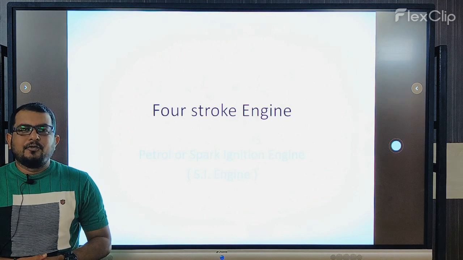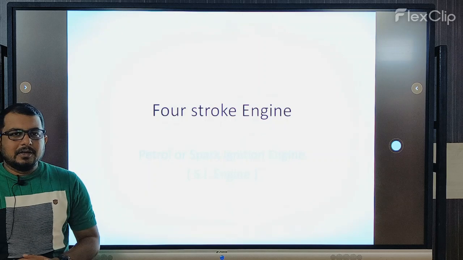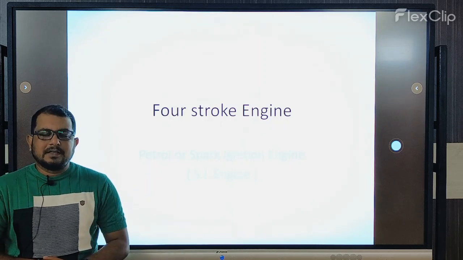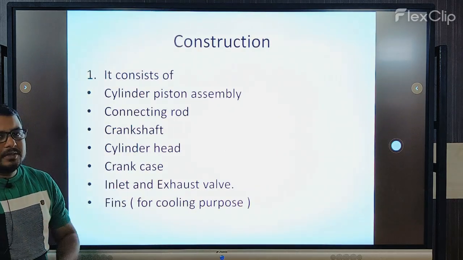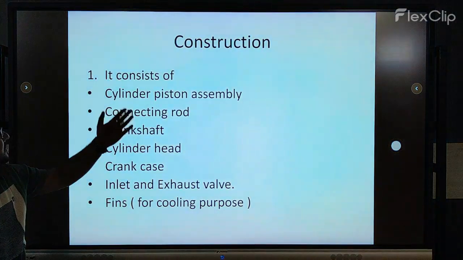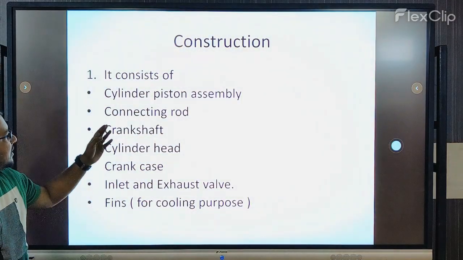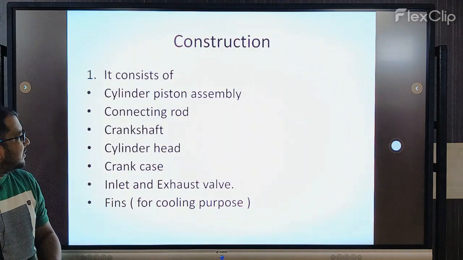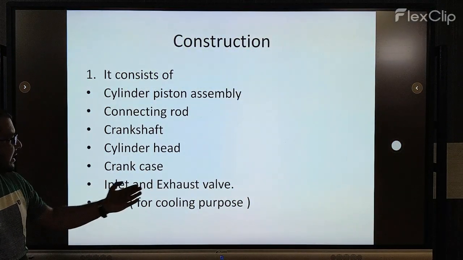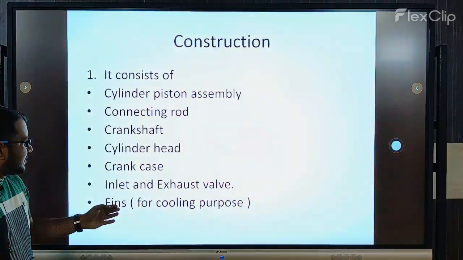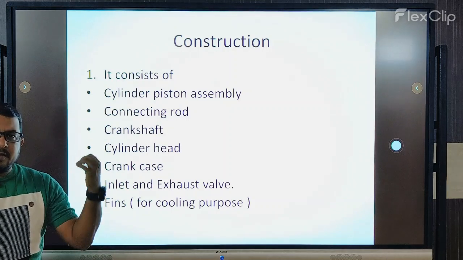Our topic is the 4-stroke engine. We are taking a petrol engine, which is a spark ignition engine. Its construction consists of a cylinder piston assembly, what we have learned in the previous classes, a connecting rod, crankshaft, cylinder head, crankcase, inlet and exhaust valve, and fins for cooling purpose. We have discussed all the construction in the previous classes.